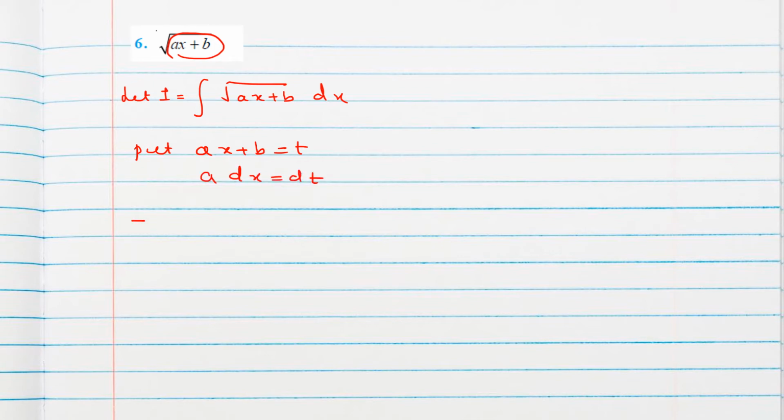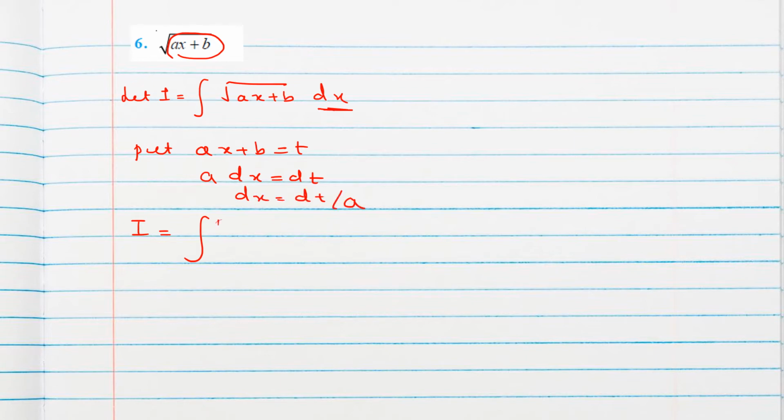Question number 6. Let I be equal to the integral of root of ax plus b dx. Now the expression inside the root we will substitute as t. Put ax plus b as t. After differentiation we'll get a dx is equal to dt. So our integral will become, see, here we have only dx and a is extra, so this a we can shift here with dt, so dt by a.